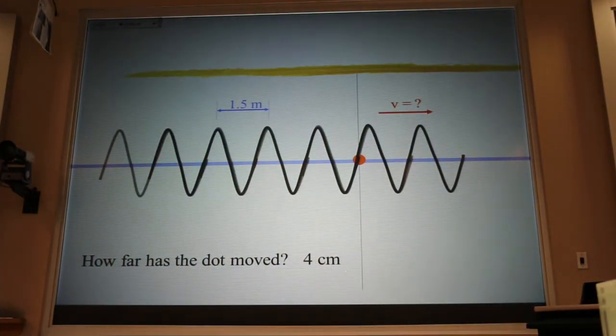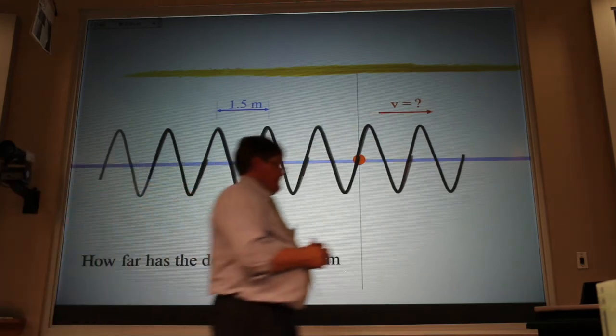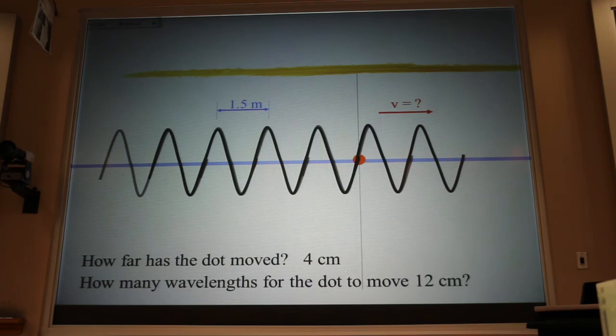That dot moves 12 centimeters in 1/10 of a second. Now, if there's 4 centimeters in each wavelength, this is going to be 3 wavelengths in 0.1 second. Is that true? Okay, so how many wavelengths for the dot to move 12 centimeters? The answer would be 3. Everyone on the bus?